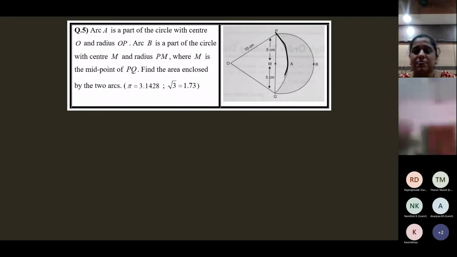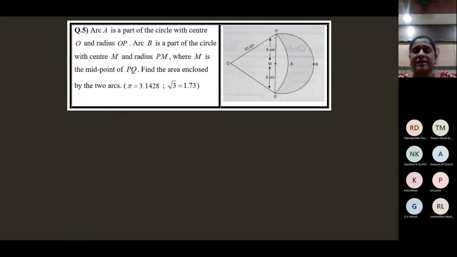This arc is a part of the circle because it's a big circle. Children, please understand: with center O and radius 10 centimeters, when you draw a circle, this arc is a part of that circle. That full circle you cannot see here; you can see only an arc. This arc is a part of that big circle. That is what is given.